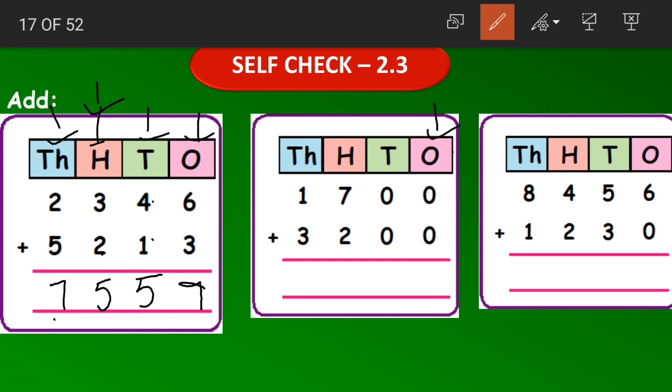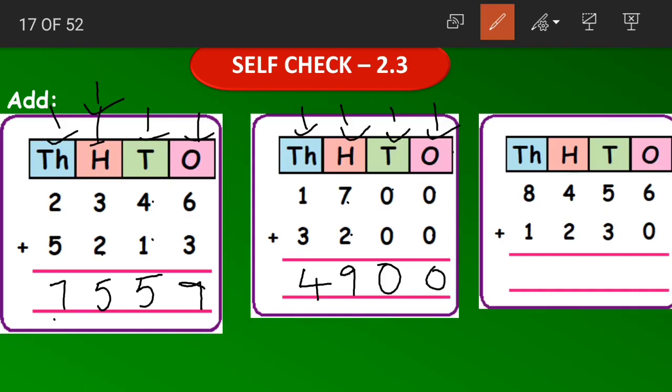Moving on to question number 2. In the ones place, we have 0 plus 0. The answer will be 0. And in the tens place, again we have 0 plus 0. The answer will be 0. In the hundreds place, we have 7 plus 2, which is equals to 9. And in the thousands place, we have 1 plus 3, which is equals to 4. So the answer is 4900.